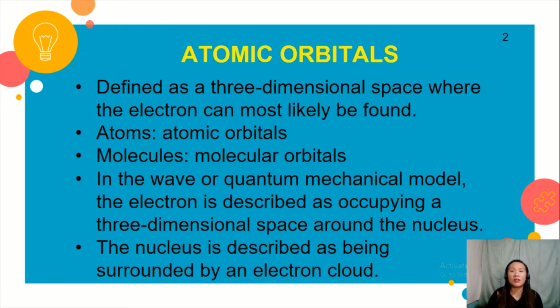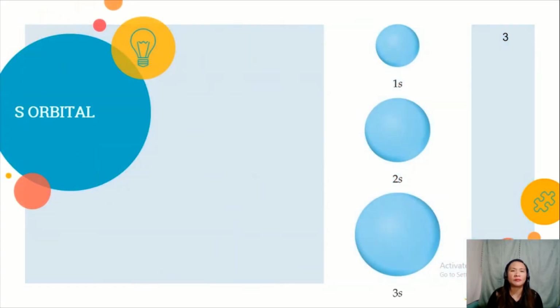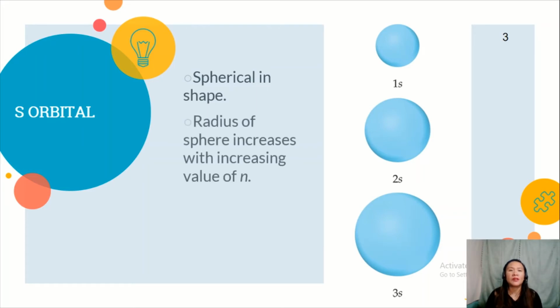Now, let's talk about the different orbitals and see how they look. The first orbital is called the s orbital, and it is actually spherical in shape. Now, whenever you increase the value of n, which is the increasing energy level, the radius of this sphere increases. So if we look at this 1s, it has a smaller radius compared to 2s, which has a higher energy level. And when we compare it again to the 3s, which again has a higher energy level, the radius is increasing.